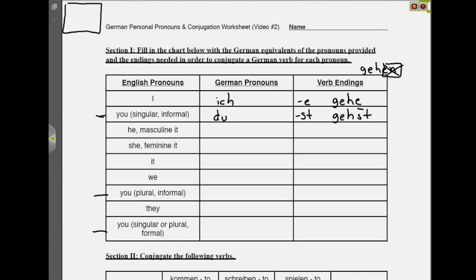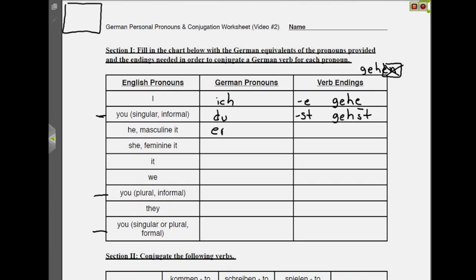He, or the masculine it. Now this is something that we don't really come across in English. We have the masculine it, because we have nouns that take genders, and these genders have to agree with the pronouns whenever you use them. So for instance, der Tisch, the table. It's der Tisch, and since it's a masculine noun, we have to use the masculine it when we're referring to it as a pronoun, so we would use er.